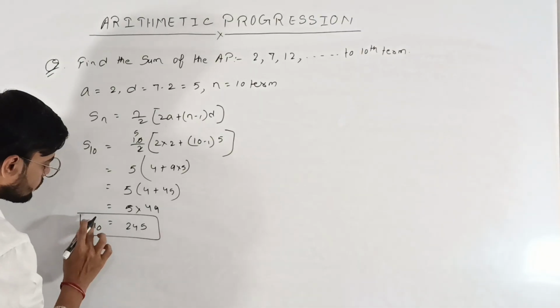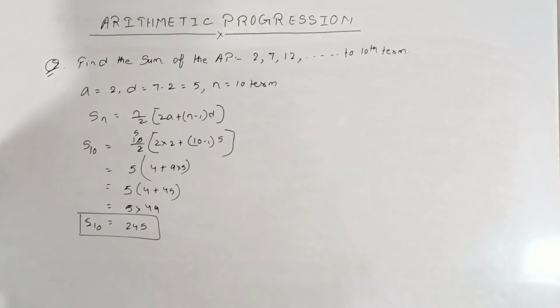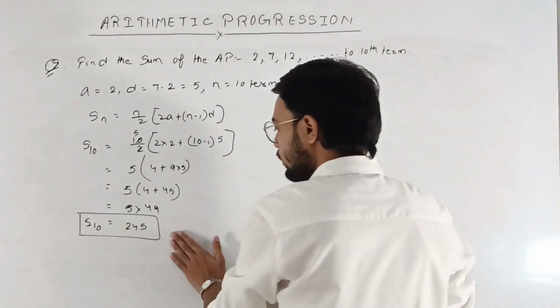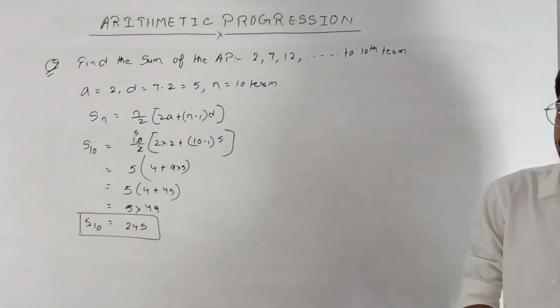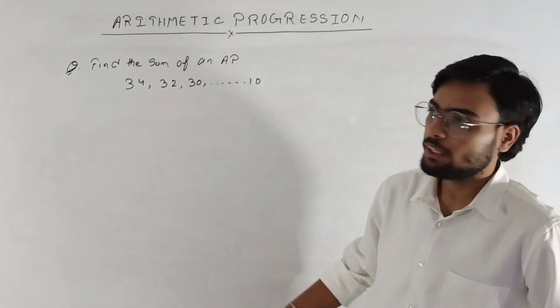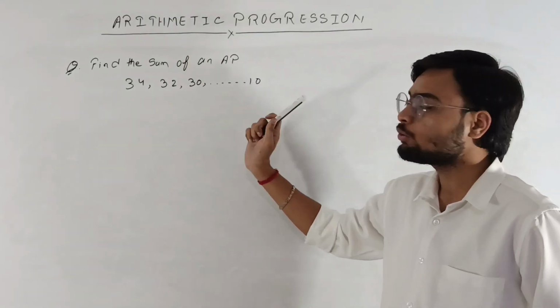So S10 is equal to 245. So the sum of the first 10 terms of this AP is 245. Got it? Now let's move towards our next question. Again, find the sum of an AP. The AP is 34, 32, 30, up to 10.